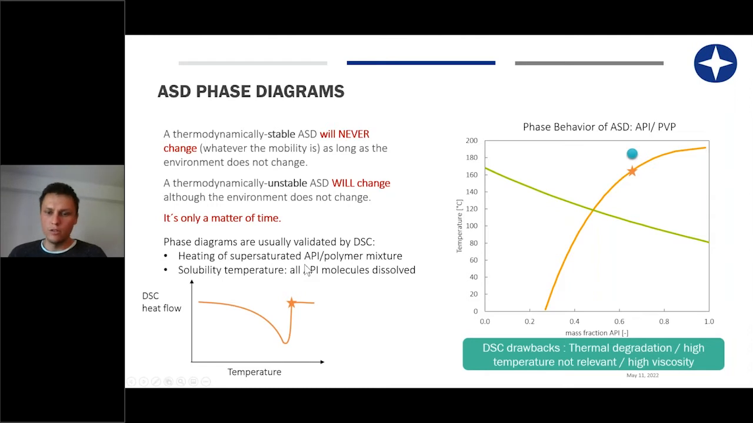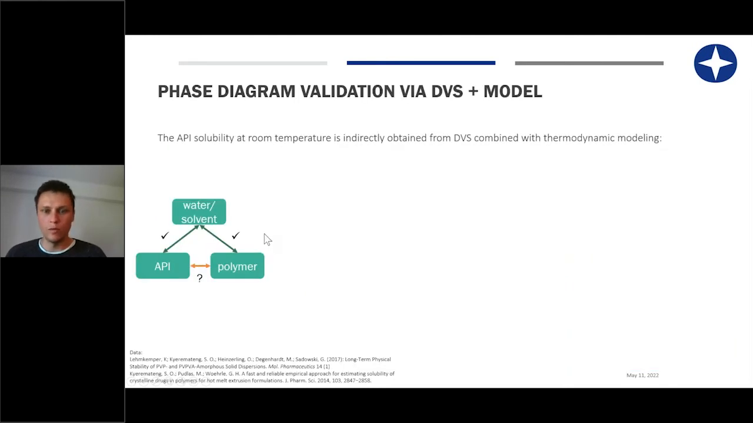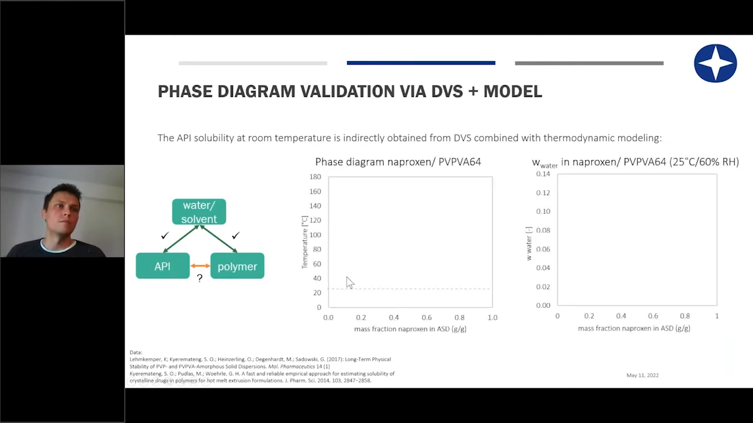And as an alternative, I'd like to have a look at what can be done with DVS measurements in that field. We want to characterize in the end the API-polymer interactions and want to learn what the phase diagram is. If we can calculate the phase diagram, for example, of naproxen and PVP-VA64, this is a nice example because we also have much data on that. The phase diagram might look like that. We don't know that right now, and maybe we have a phase diagram looking like that.